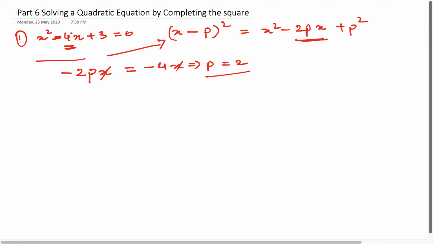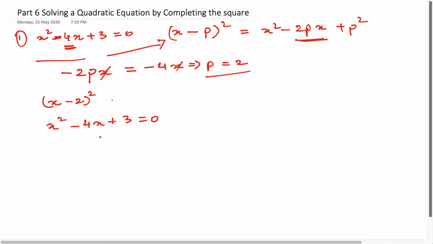Now what I can write is I can write this equation as x minus p whole square. And what will that look like? It will be x minus 2 whole square. When I do this, what I've done is I have actually added a 2 square also over here, which I did not have. Okay, so let me explain that part again. So I have x square, I have minus 4x, and I have plus 3 equal to 0.